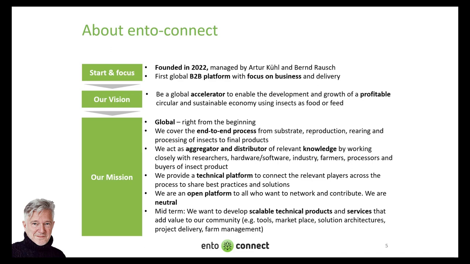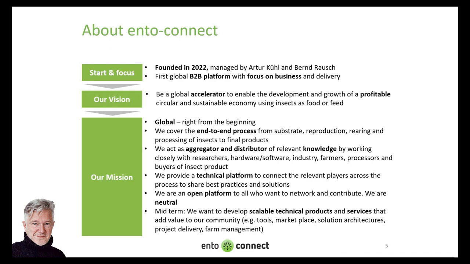As I said, we are a startup. We were founded in 2022, with Arthur Kühl and myself as the managing directors. We want to be a B2B platform, so we are not targeting consumers. Our focus is clearly on the professionals in the insect industry, which is very important. We are not talking about just farms and rearing. We want to cover the whole end-to-end process.